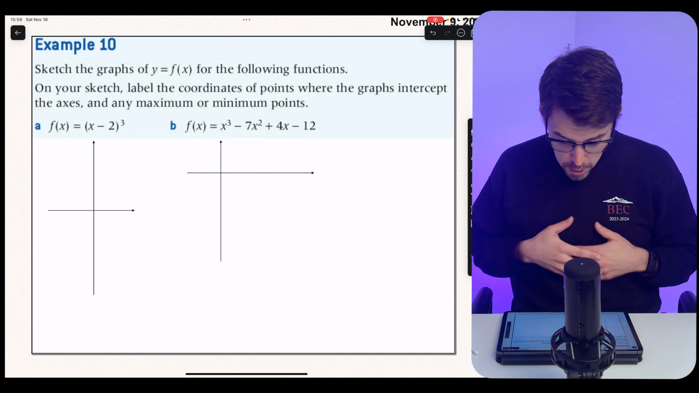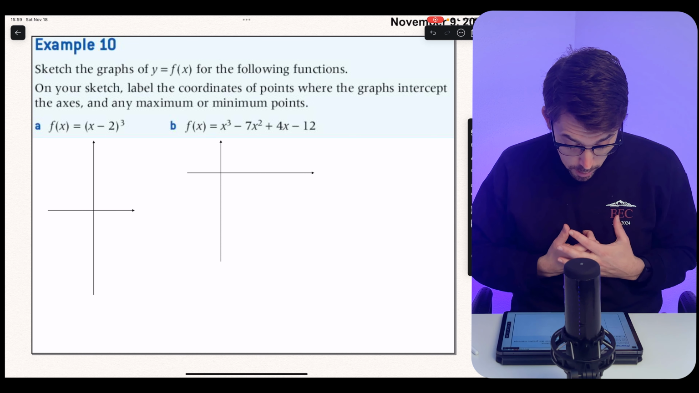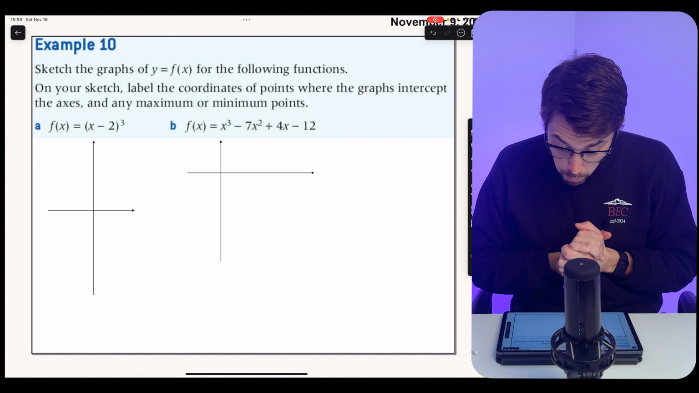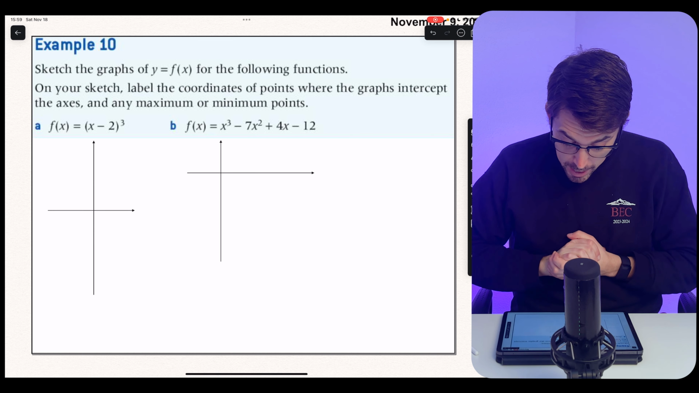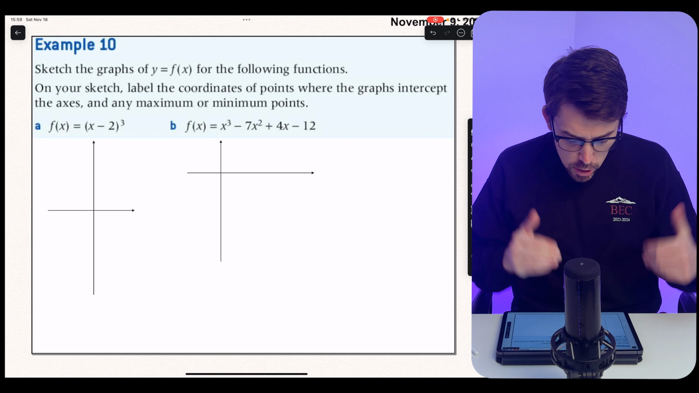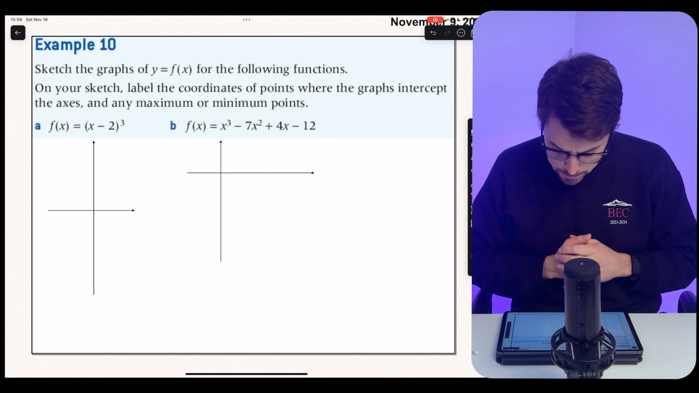All right. So let's say I'm presented with these problems. Let's say I have to sketch the graphs of f of x, and I want to label the points where the graphs intercept the axes, both the x and y, as well as any maximum or minimum points. So let's take a look at this first one, x minus 2 cubed.